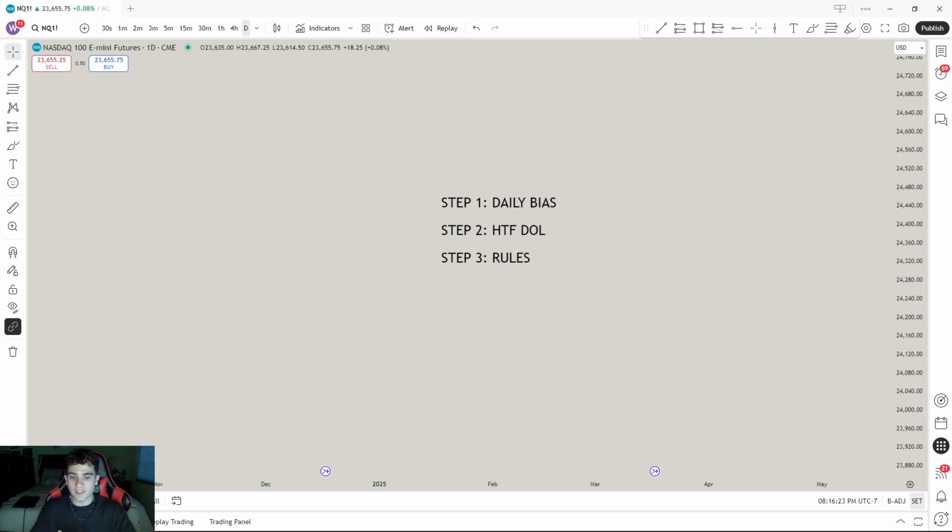So again, the 3 steps are your daily bias, your higher time frame draw and liquidity, and your rules. If you can just get these 3 basic simple steps down and be consistent with them, you're going to see your trading change dramatically, and you're actually going to become more consistent with having confidence in yourself and your model every single day in the market. So now let's show some examples.